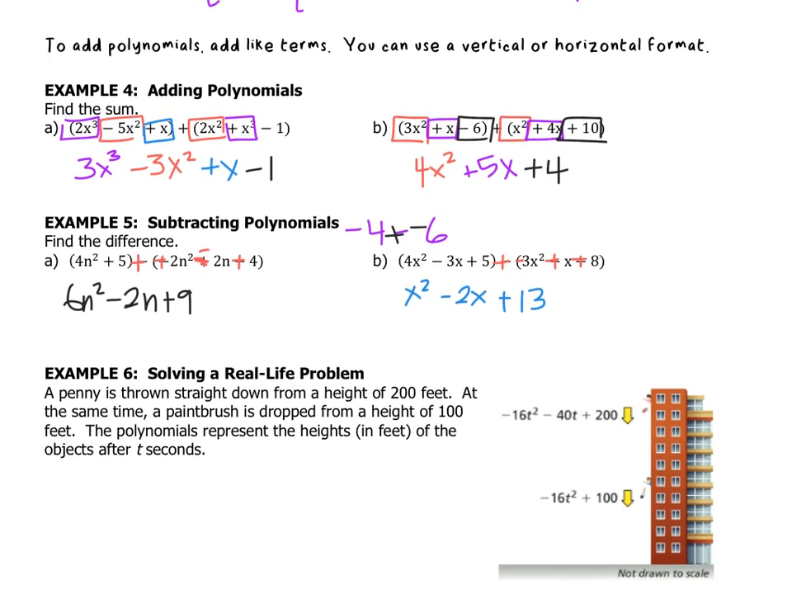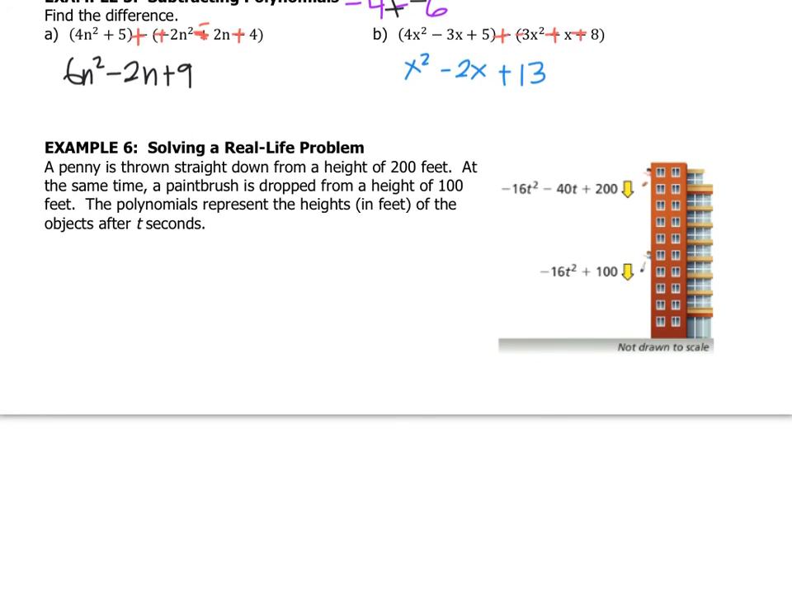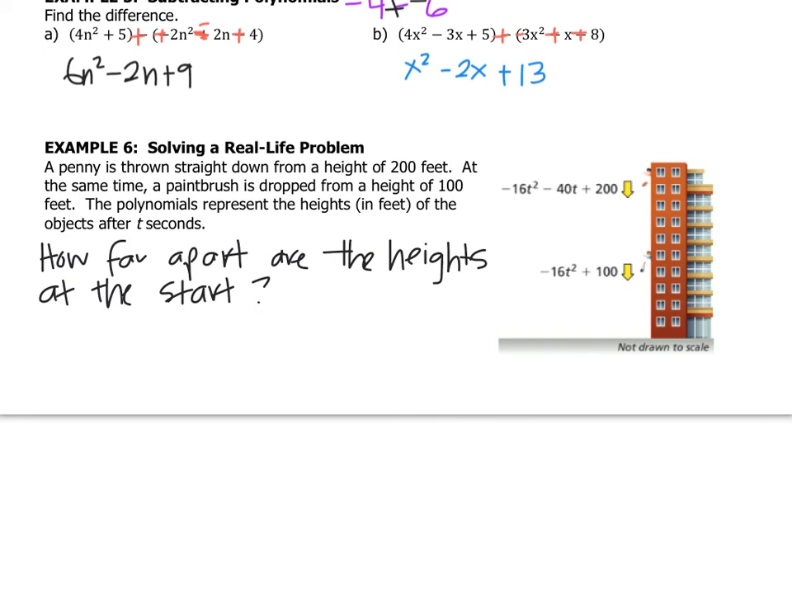All right, last example. I know this video has been a little long, but polynomials is a really important skill. A penny is thrown straight down from a height of 200 feet. At the same time, a paintbrush is dropped from a height of 100 feet. Wow, that's really irresponsible. The polynomials represent the heights in feet of the objects after t seconds, and there's actually no question. So, I don't know where the question went. I'm going to make up the question. So the question that I just made up was, how far apart are the heights at the start?